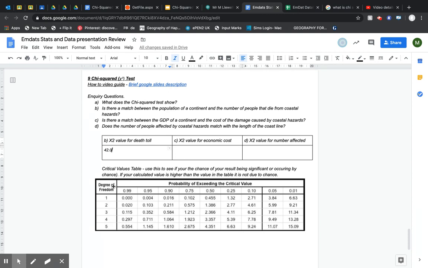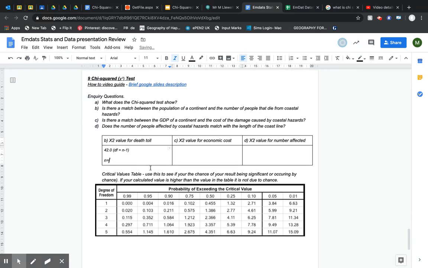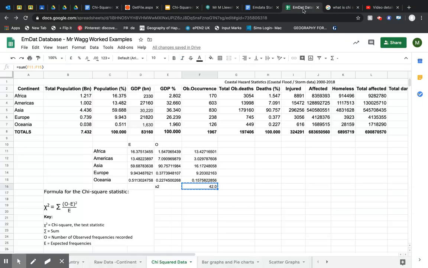Right, now I need to look it up on my table and see if that is going to be significant. So I need to know the degrees of freedom. Okay, so degrees of freedom equals n minus 1, where n equals the sample size. So let's go back to my spreadsheet. Here, my sample size 1, 2, 3, 4, 5 is 5. That's my n. I've got 5 bits of data. Okay, so my degrees of freedom is going to be 4.